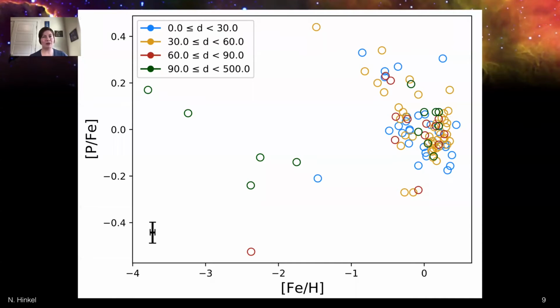So Varden already talked to you about how we measure these different elemental abundances. What you're looking at here is a standard astronomer's plot where you have phosphorus with respect to iron on the y-axis, and on the x-axis is iron.